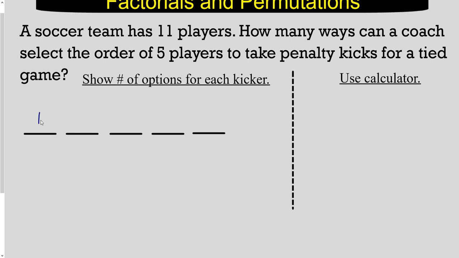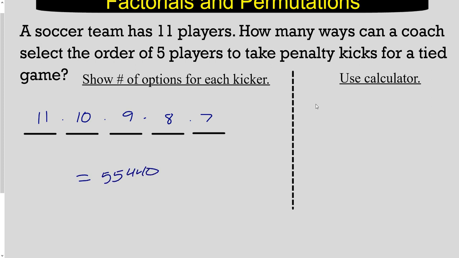For the first kicker, I can choose any one of my 11 players. For the second kicker, I've already chosen one. I have 10 left to choose from. For the third, I've chosen 2 of them, which means I have 9 left. So you can see where this is going, right? Everyone's got a kick before anybody can go twice. So it's going to be 11 times 10 times 9 times 8 times 7. I'm going to grab my calculator for this. 11 times 10 times 9 times 8 times 7. It's going to be a lot.